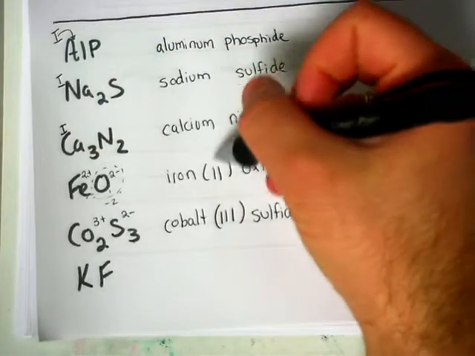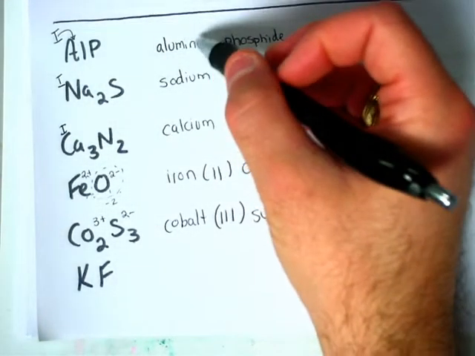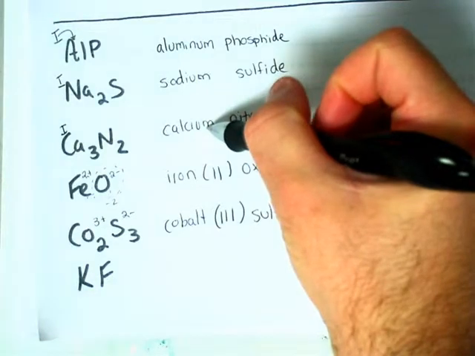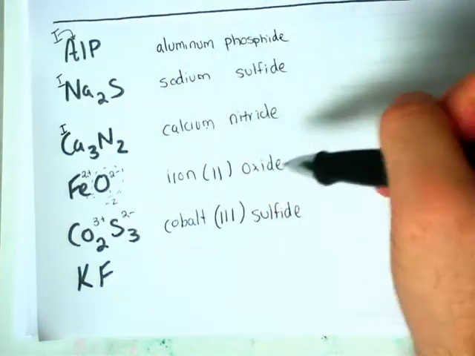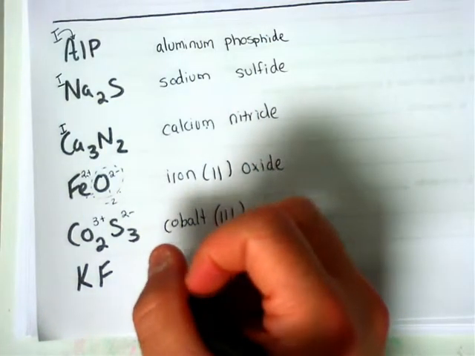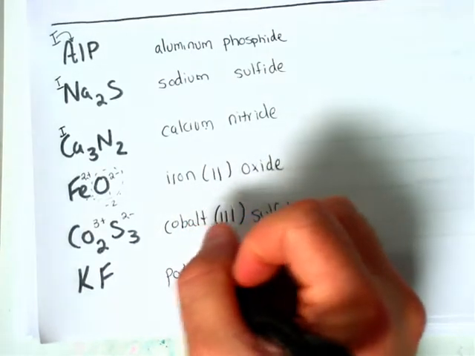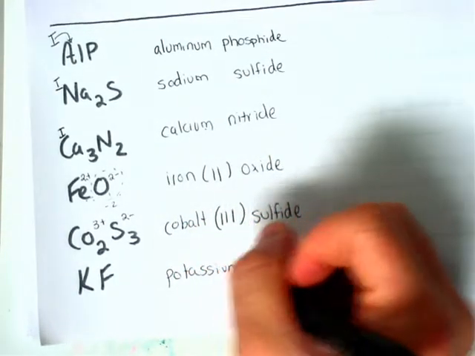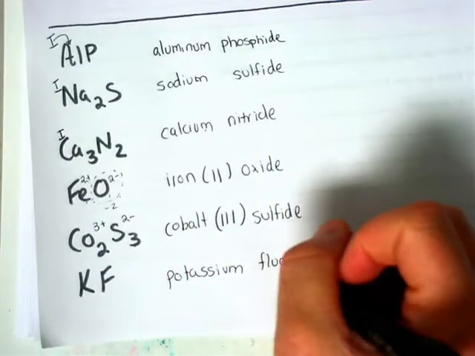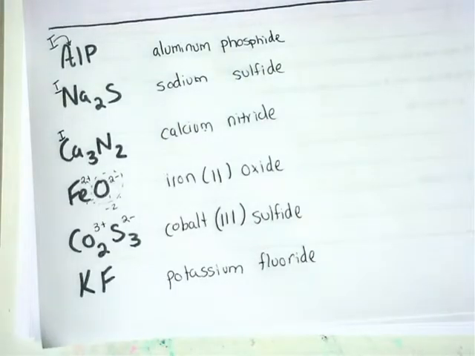How come I didn't do the parentheses with the number inside of it for aluminum, sodium, or calcium? They're not transition metals. Potassium, is it a transition metal? No, so we don't need to use our parentheses. Potassium fluoride. What do we think? Good? So this would be naming simple ionic compounds, what we call binary ionic compounds, because they only have metals and nonmetals in them. Nothing more.